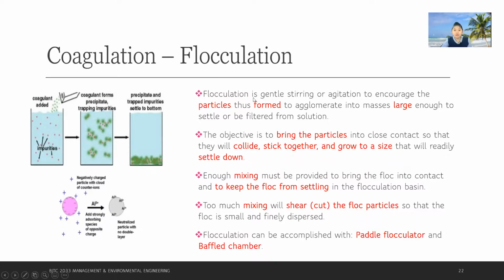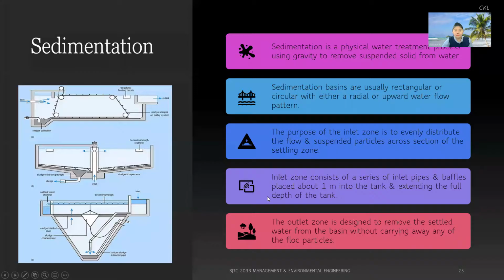Okay, so flocculation is gentle stirring and agitation to encourage the particles to form a mass large enough to settle. The objective is to bring the particles into close contact so they will collide and stick together, growing into a size that is ready to settle down. Right, and then after it settles down, it settles in the sedimentation tank. So what is sedimentation?